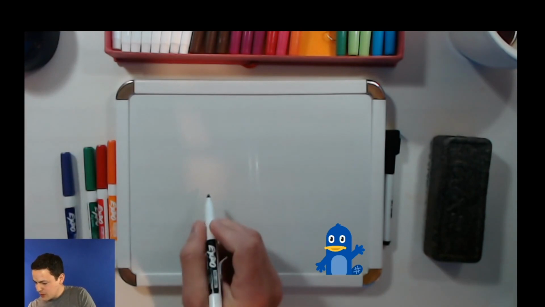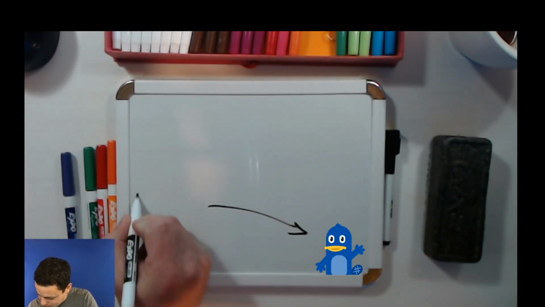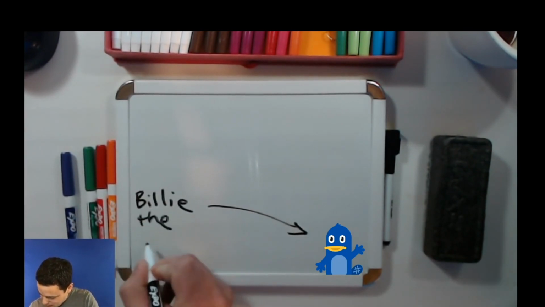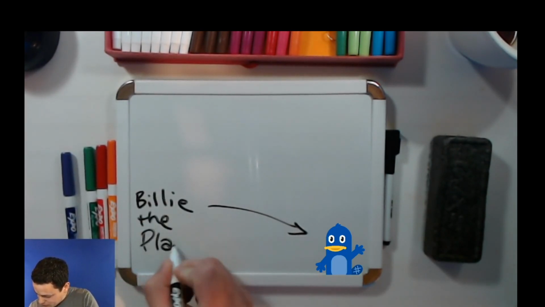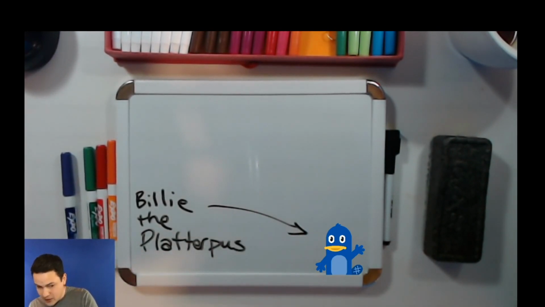First of all, most important thing, I would like for everybody to meet Platter's mascot. This is Billy, the platypus. They are so glad to meet you.